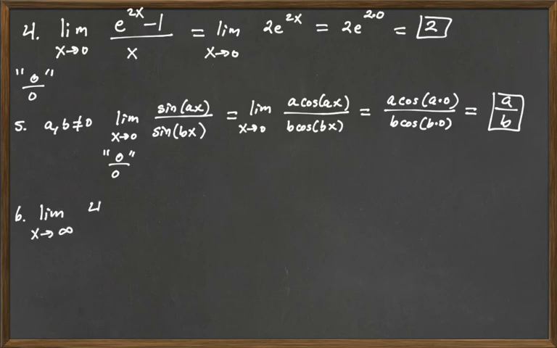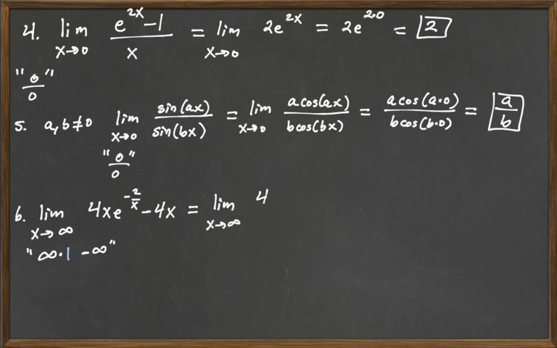Limit as x approaches infinity of 4x e to the negative 2 over x, pardon me, minus 4x. So x is going to infinity, so 4 times infinity is basically infinity. And we have e to the negative 2 over almost infinity. So it's going to be basically e to the 0. And e to the 0 is going to be 1, not 0, excuse me. So that'll be infinity times 1 minus infinity. And so that's an indeterminate form. So we're going to go ahead and factor out a 4x. E to the negative 2 over x minus 1. Okay, so this time it's going to be infinity times 0, because we're going to have essentially e to the 0 minus 1.